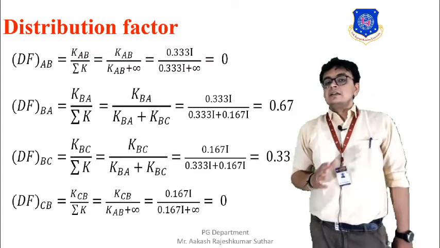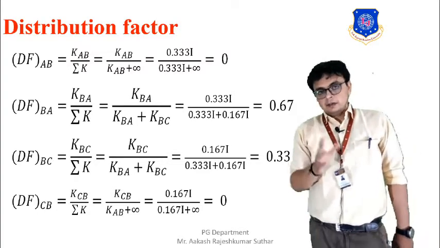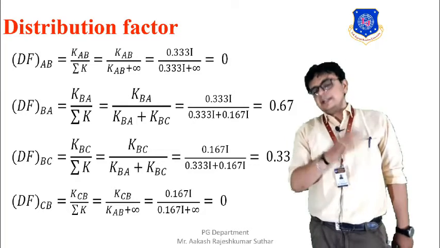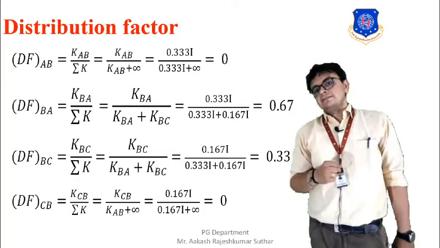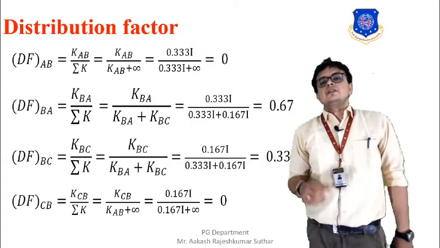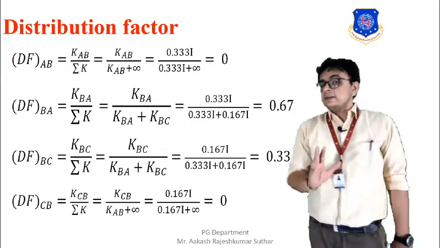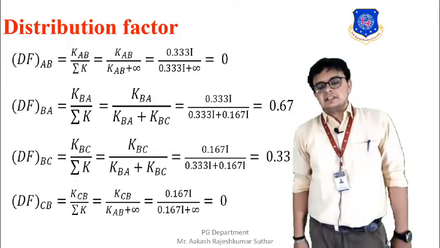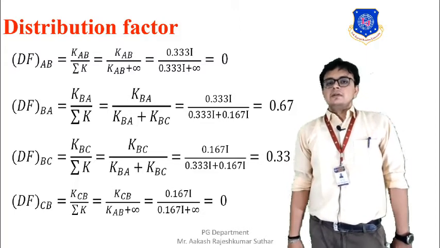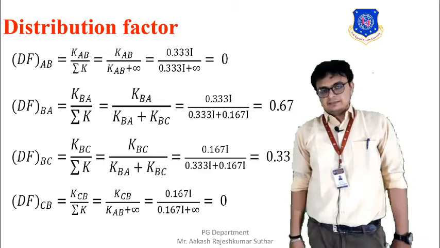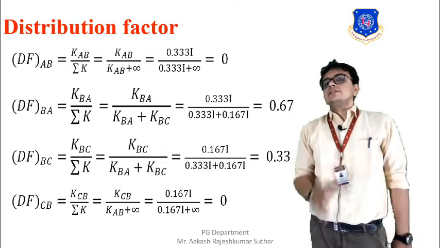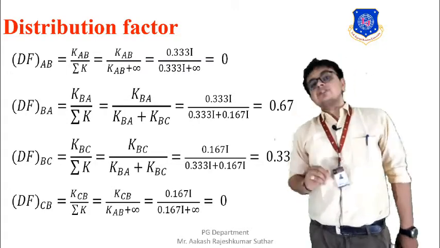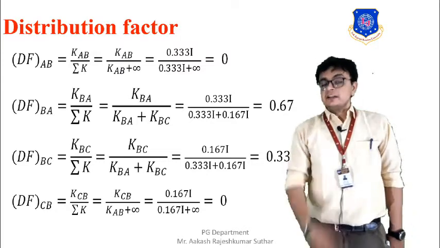Now these are the distribution factors of the members related to joint B. The members related to joint B, that is BA and BC, if we add them, 0.67 plus 0.33, we get the value 1. That means our calculation is correct and we can proceed to the moment distribution table. So this is how we can cross-check our answers, because at the joint the summation of the distribution factors of all the related members should be equal to 1. That is the concept behind this stiffness factor, and from that you can cross-check your calculation.